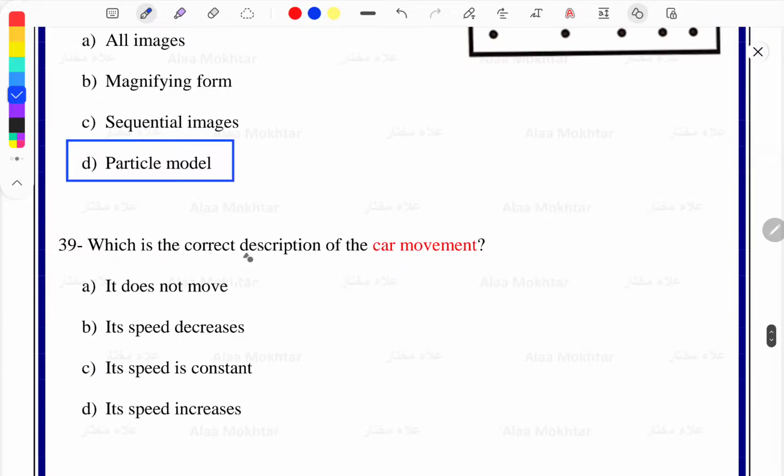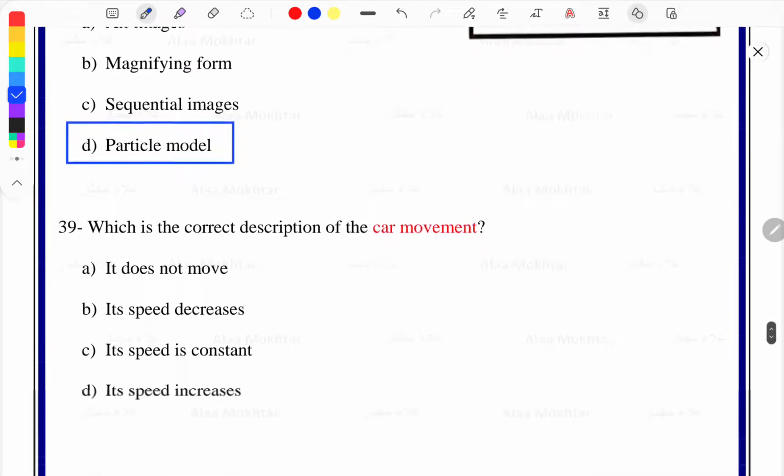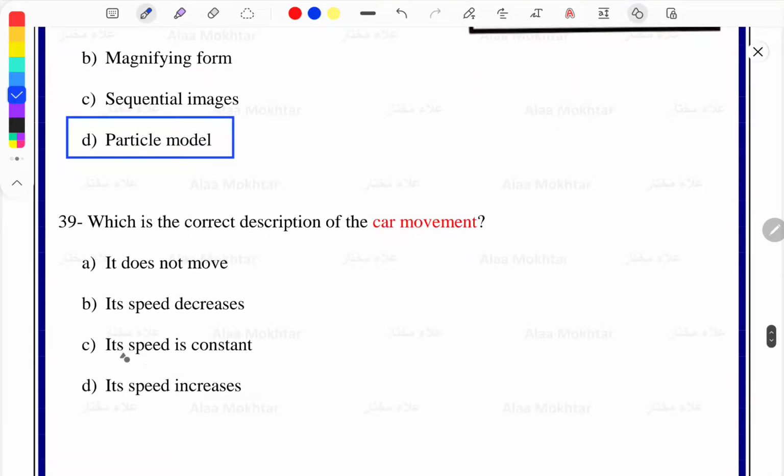Which is the correct description of the car movement? It doesn't move. No, it moves but slows down. Is it correct? Yes. Speed increases, speed constant, speed decreases. I think speed decreases. The correct answer.